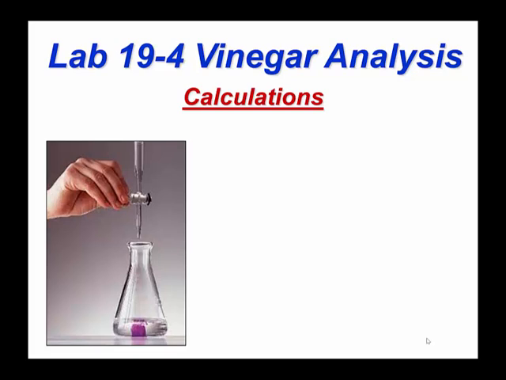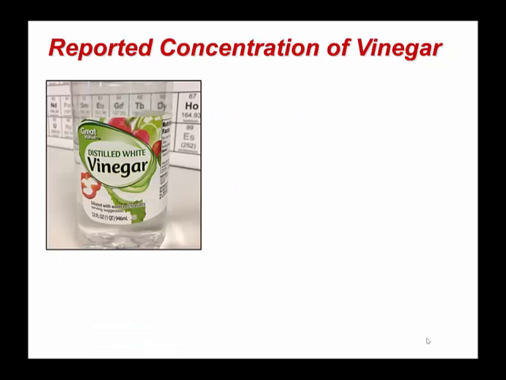Hello chemistry students. In this video we're going to look at the accepted or reported value for the concentration of the vinegar that we used in the experiment. So the vinegar came from a bottle that looked like this. If you look closely on the bottle you can see they reported the acidity, the amount of acid in this vinegar, but they reported it in percentage. We're going to try to do a calculation here to convert that to molarity, which is the unit of concentration that we used.